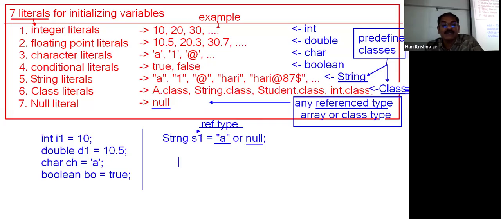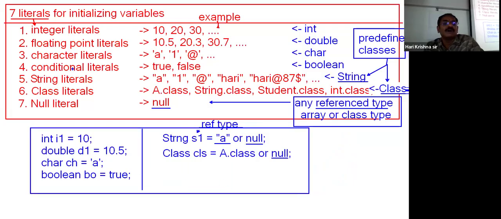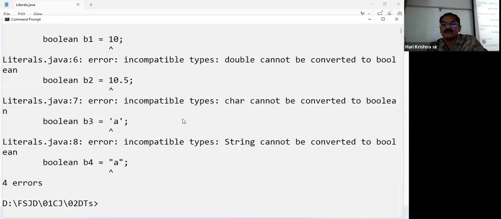Now guess and tell me, I am writing a Class variable cls equal to what? Either a dot class or I can also write null. Here also null is allowed, because null is of any reference type, and Class is a reference type. Okay, now these are the examples of seven types of literals, their examples, their types, and a small program to work with different types of literals. Everybody got clarity here?